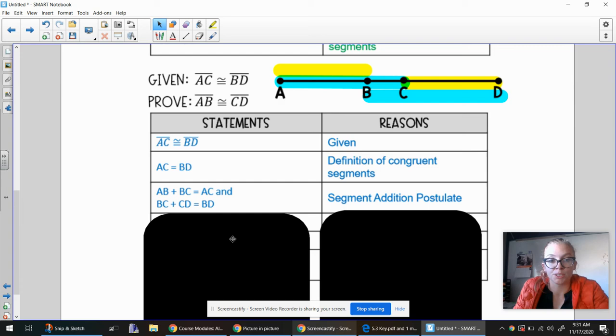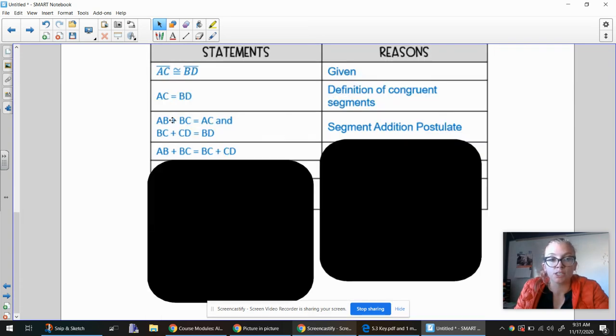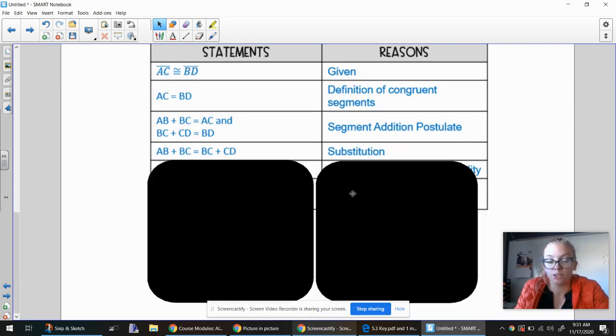Because AC equals BD, we can substitute these 2 expressions in using substitution. So we can say that we replaced AC and BD here with AB plus BC for AC and BC plus CD for BD.